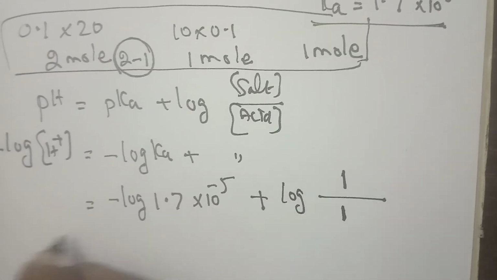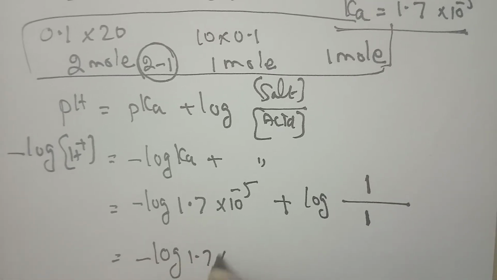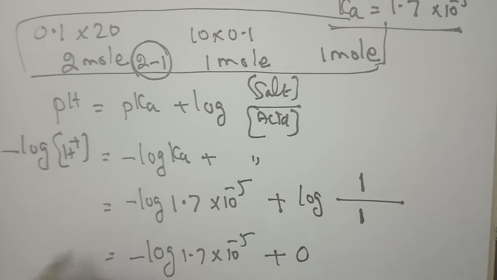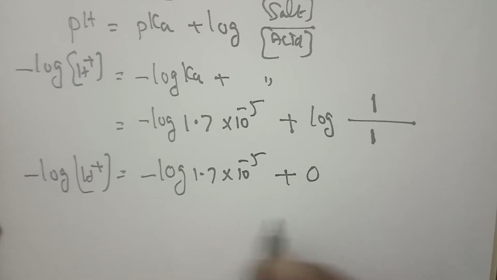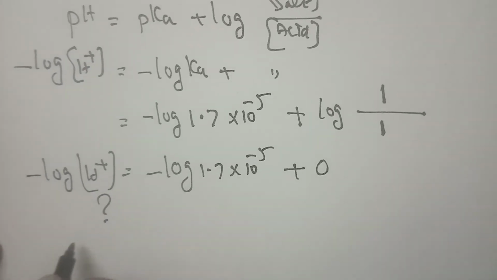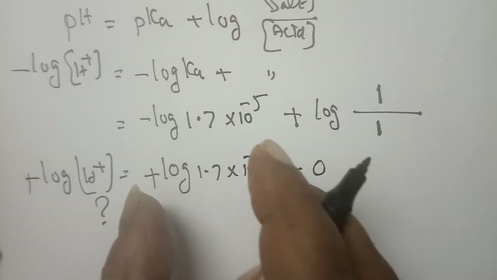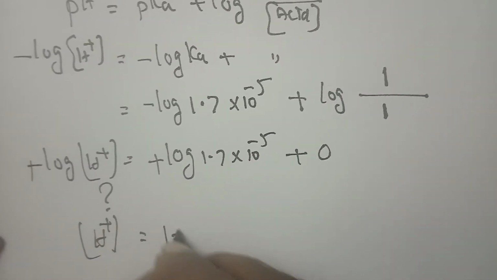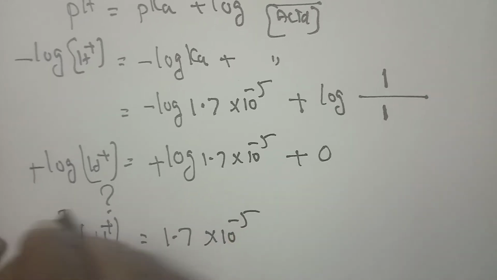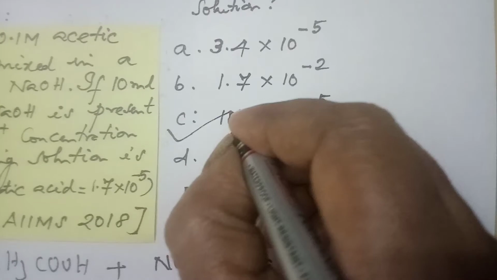So now negative log of 1.7 into 10 power minus 5 plus 0. This is called the negative log of hydrogen ion concentration. That's all the work is over. They are asking the hydrogen ion concentration. The negative and negative get cancelled. Log H plus equals log of this. Now remove the log. What you get is hydrogen ion concentration is equal to 1.7 into 10 power minus 5. This is the answer. So the answer is 1.7 into 10 power minus 5, C is the option.